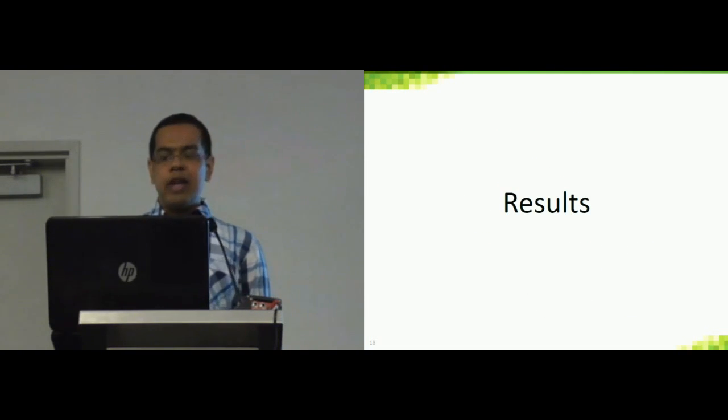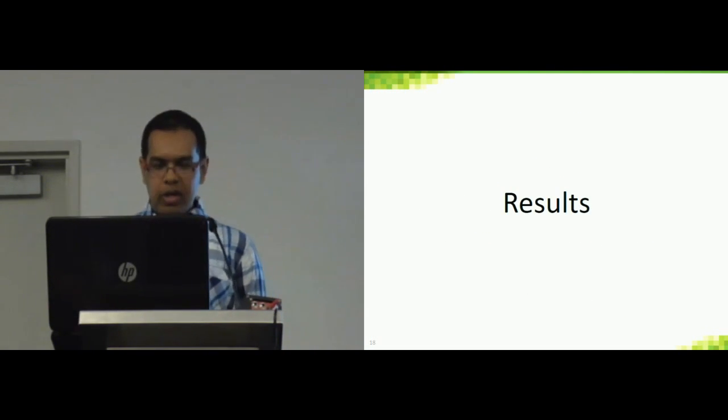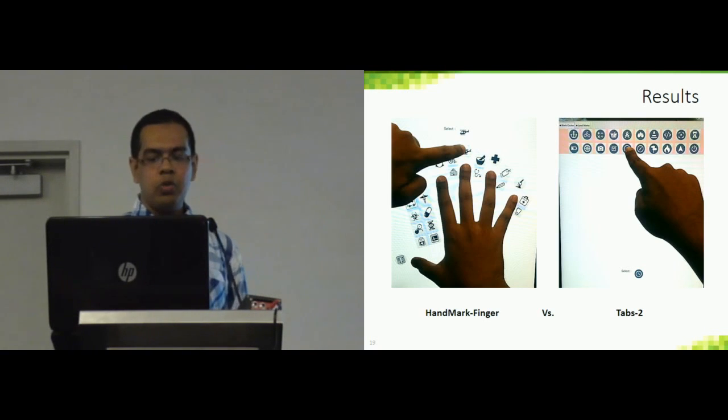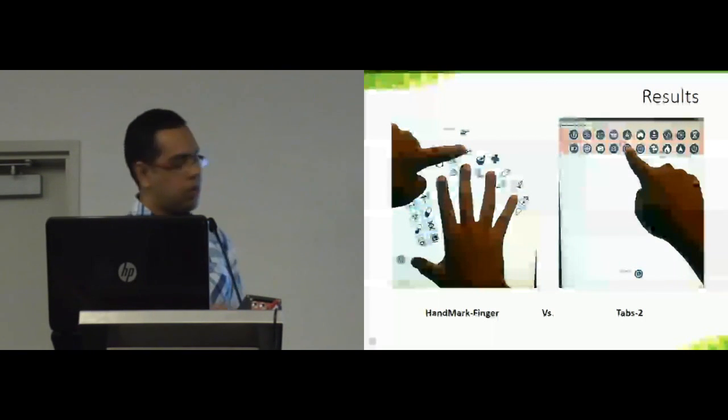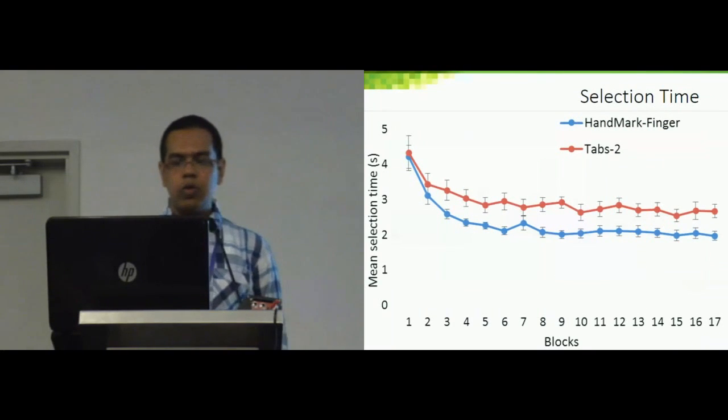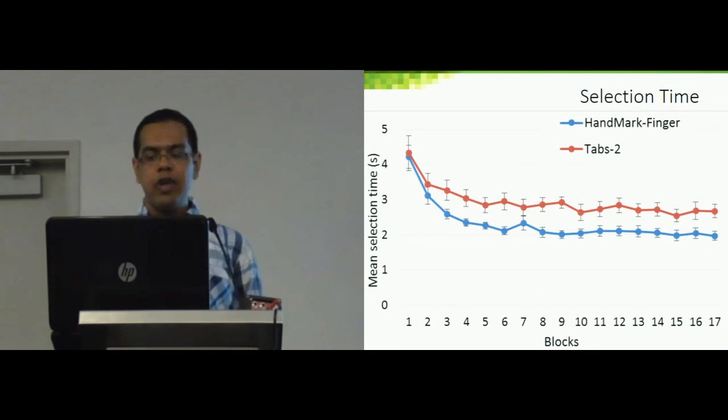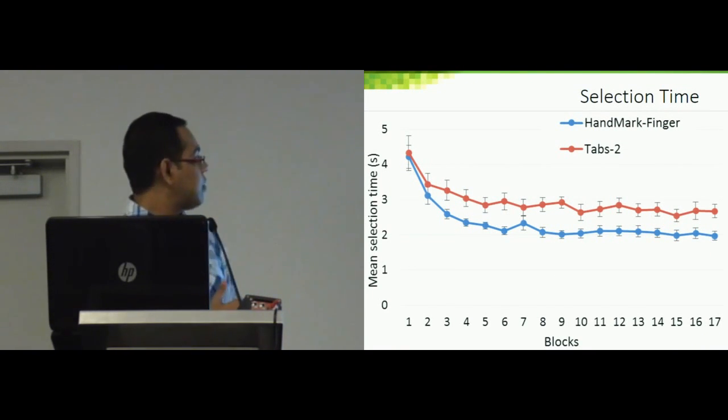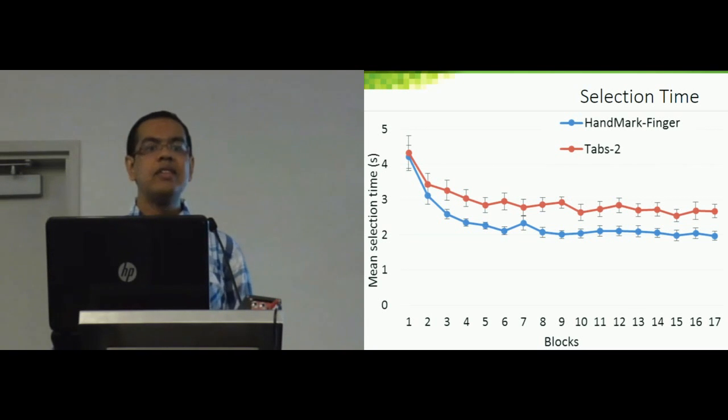We have analyzed the data from the experiments, and we found some interesting results. First, I'm going to show you the results between HandMark-Finger and tabs 2. In case of selection time between HandMark-Finger and tabs 2, if we look at the graph, we can easily see that HandMark-Finger performed better throughout the time, and it was highly significant.